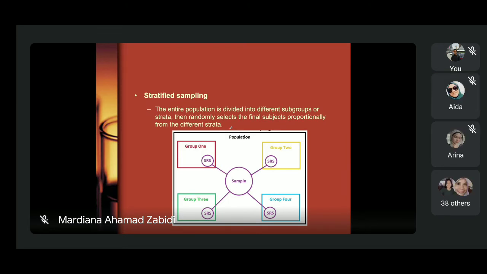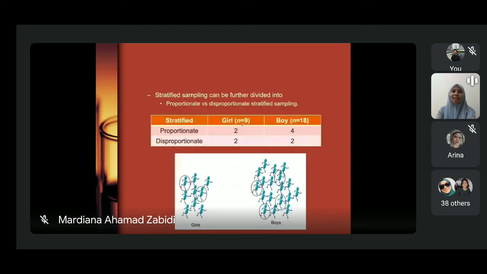Faham, madam. Sebab kenapa you kena faham stratified sampling? Because lepas ni kita akan go to cluster sampling. Cluster sampling, this one is in reverse from stratified sampling. Alright? So stratified sampling harapnya you all faham tapi dia punya explanation dekat sini. The entire population is divided into different subgroups or strata. Then randomly select the final subject proportionately from different strata. Okay, saya harap saya punya explanation tu lebih jelas berbanding this statement. Okay, I hope you understand, alright?